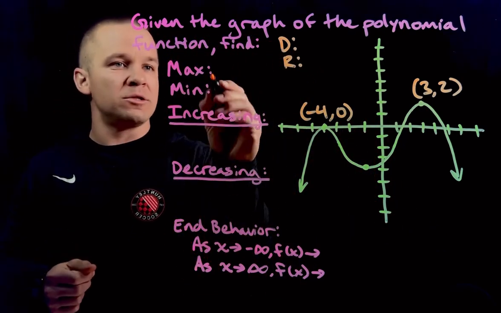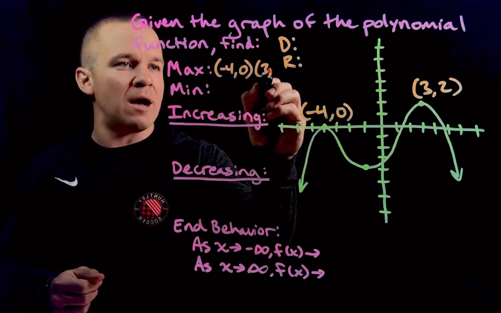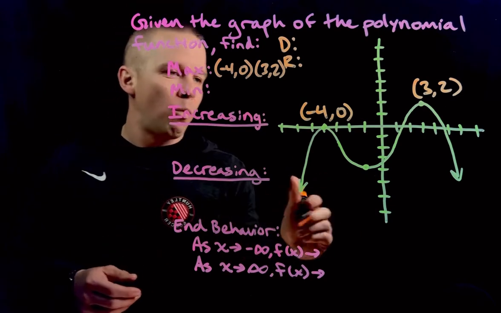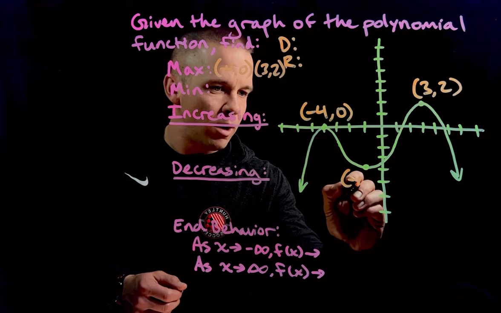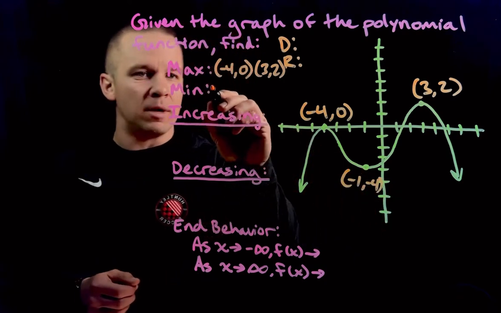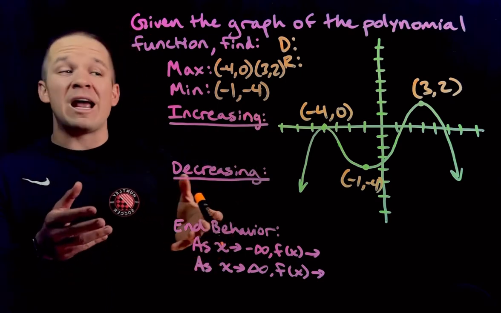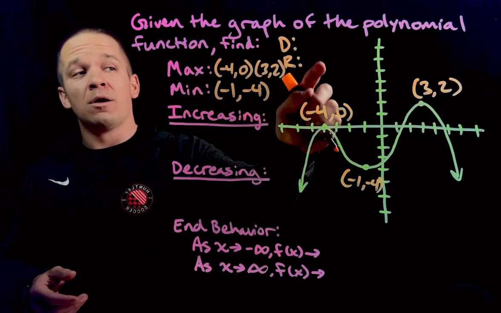All right, so let's write those two down. We've got (-4, 0), and we have (3, 2). That is my absolute maximum. Now for minimums, well, I've got one minimum right here. It looks like it's (-1, -4). So (-1, -4). That would be my minimum. All right. And now these max and mins are actually going to come in very handy when it comes to increasing and decreasing intervals, as well as my range.